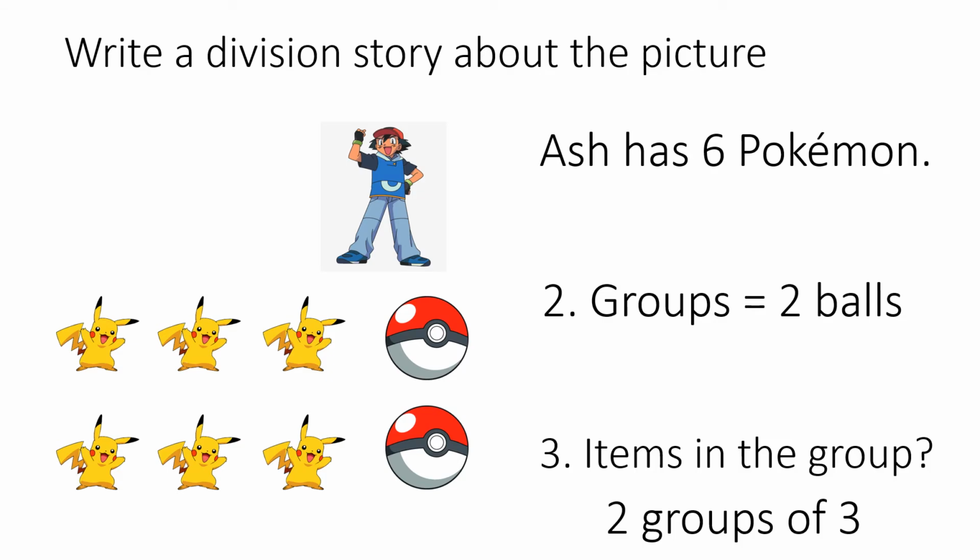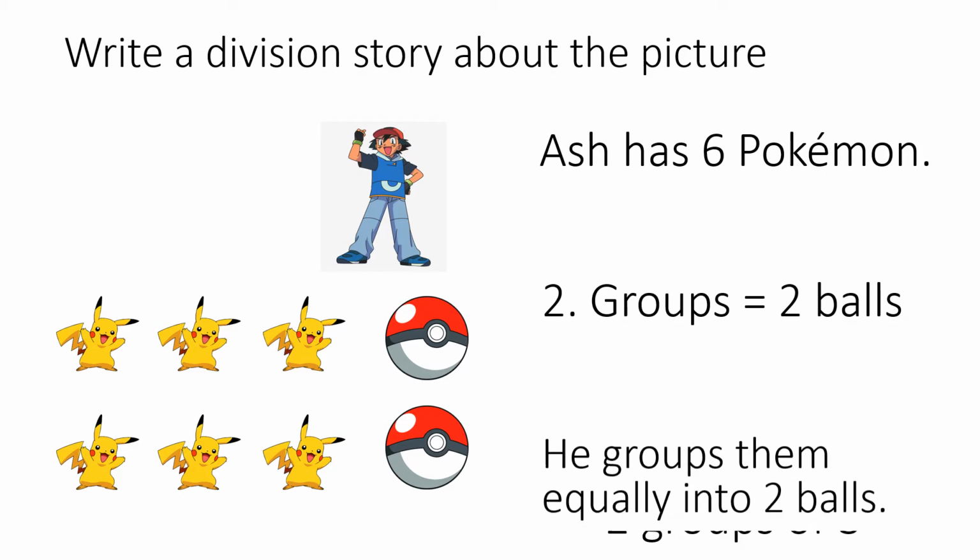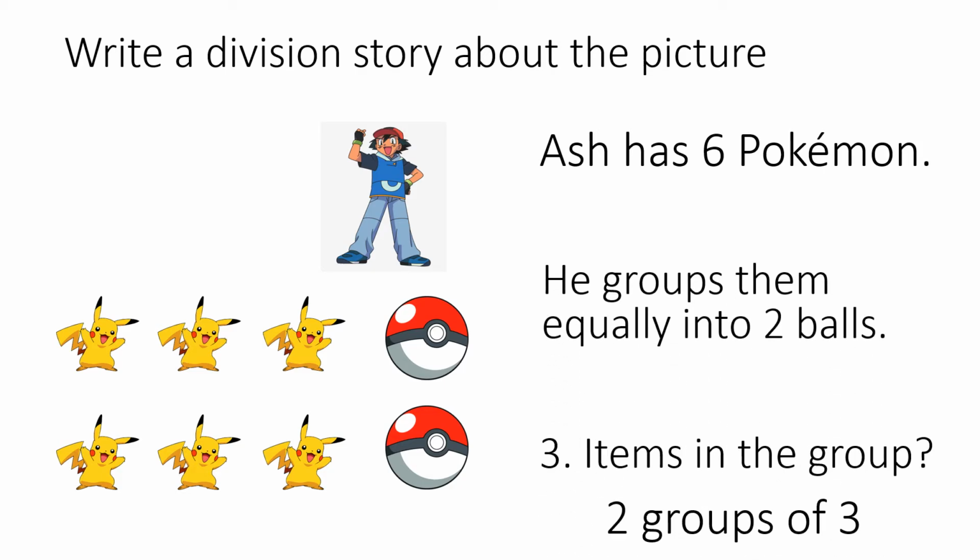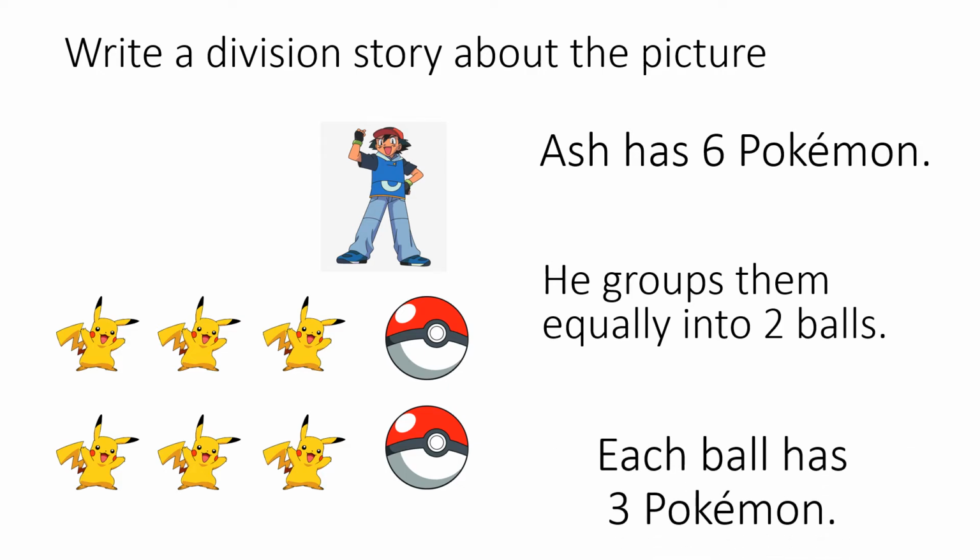So instead of using whole, we'll replace it with Ash has 6 Pokemon. What do you think we write for the second part? He groups them equally into 2 balls. Now this is very important. Ash has 6 Pokemon. He groups them equally into 2 balls. What this is trying to say is that he groups them into 2 groups. And what do we write for number 3? Each ball has 3 Pokemon.